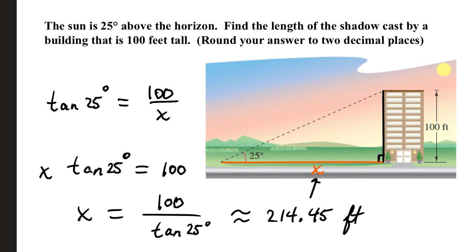With respect to 25 degrees in our building and the shadow, we have the building is opposite, the shadow is adjacent, so tangent is the wise choice. Tangent of our angle, 25 degrees, is equal to the length opposite of it over the length adjacent to it. Multiply both sides by x, and you get x times tangent of 25 degrees equals 100. Divide both sides by tangent of 25 degrees. This is your exact length. What your calculator gives you is the approximate length, so it's just shy of 214 and a half feet. Since we're asked to round to 2 decimal places, 214.45 feet is the approximate length of the shadow.